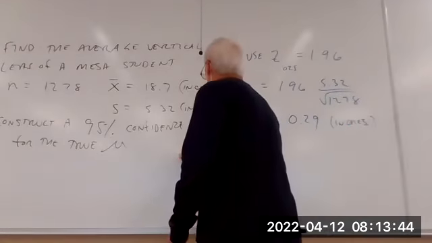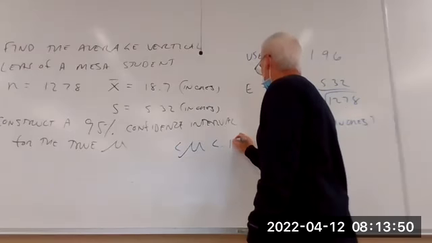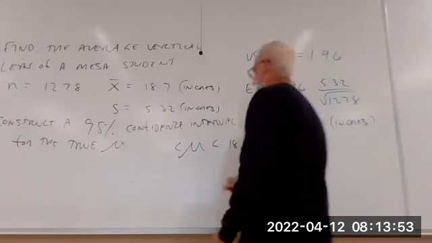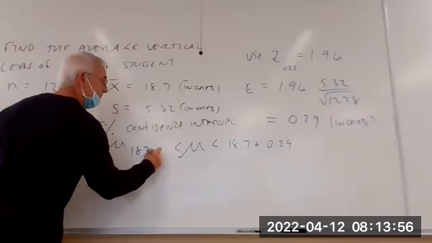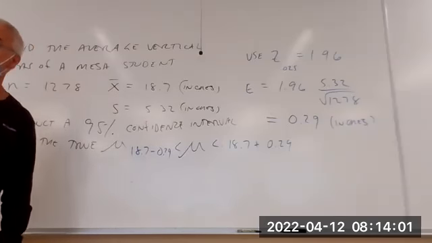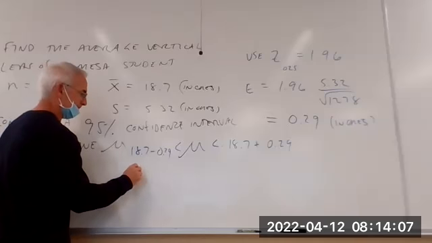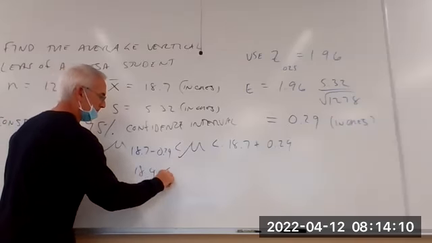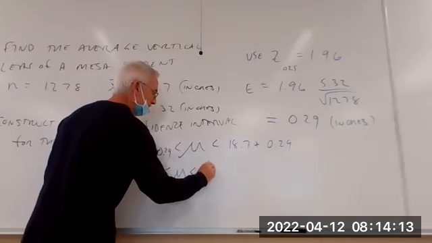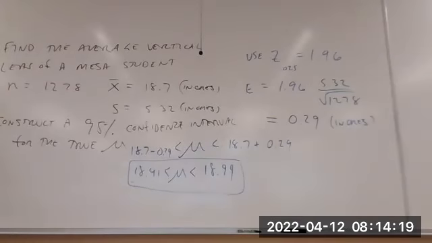So what can we say with 95% confidence? Now we use X bar plus, X bar minus. Okay, and this is our confidence interval for the true value of the mean. So let's do this. So what does this come out to? 18.41 and 18.99. So that means with 95% confidence, the true leaping ability of a Mesa College student is in this range.